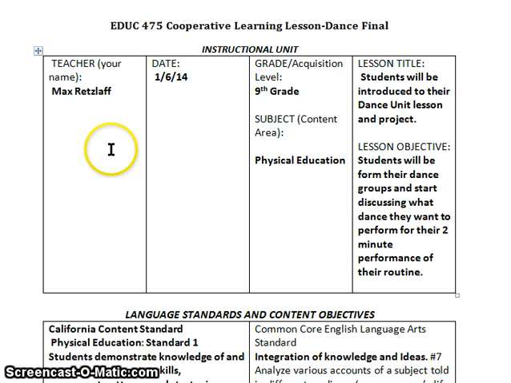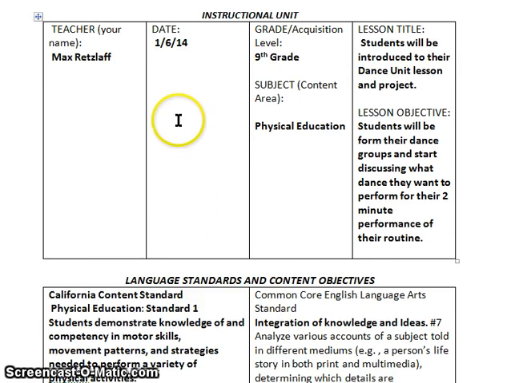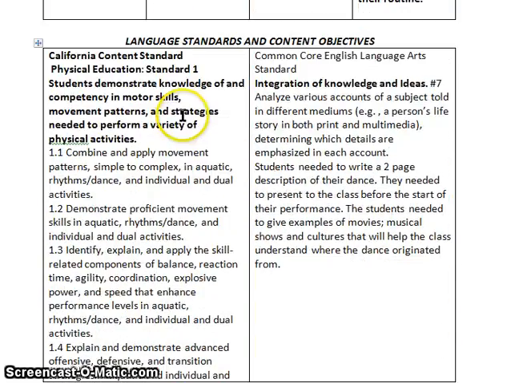So first, let's go over again the lesson plan. It was ninth grade. This was done in January, and it was done in the physical education content area. The students will be introduced to the dance unit lesson and project. The students will form their dance groups and start discussing what dances they want to perform for their 2-minute performance of their routine.